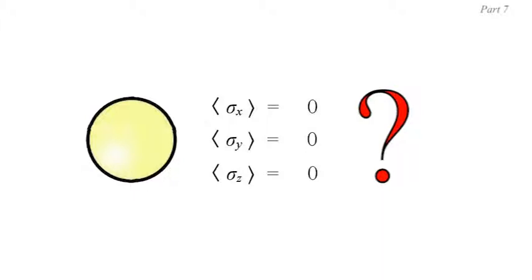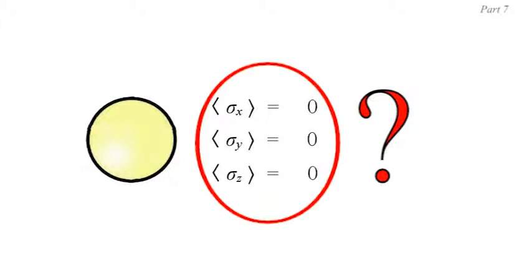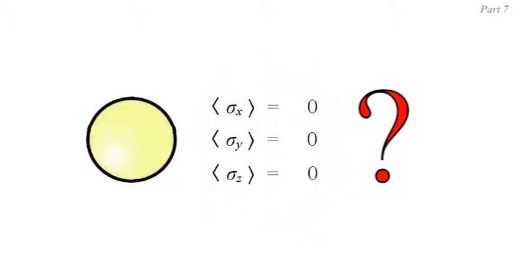If we can show that it is impossible for the expectation values or average values of all three sigmas to be 0 at the same time, in other words for the same electron, then we will have shown that a single electron must always have a definite spin direction. Now make sure you're happy with that argument. If we can prove that the three can't all be 0, then we will have shown that the spin must have a definite direction in space.